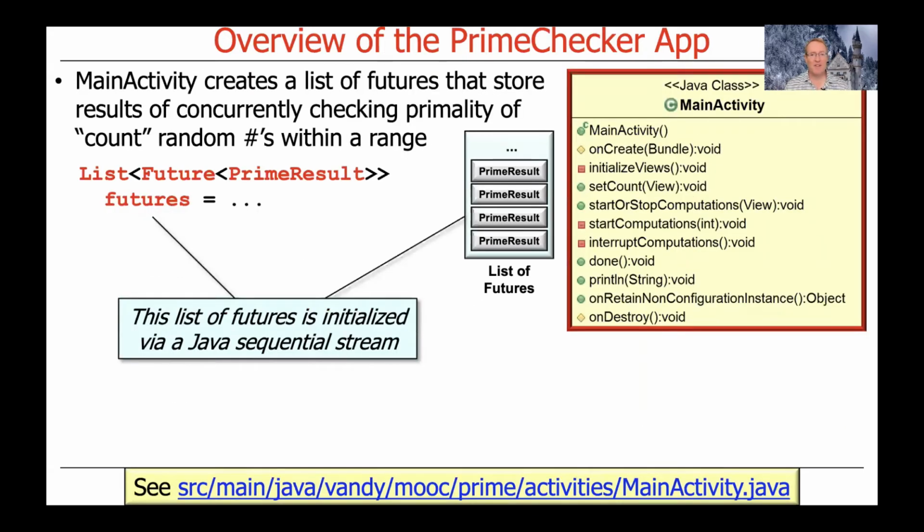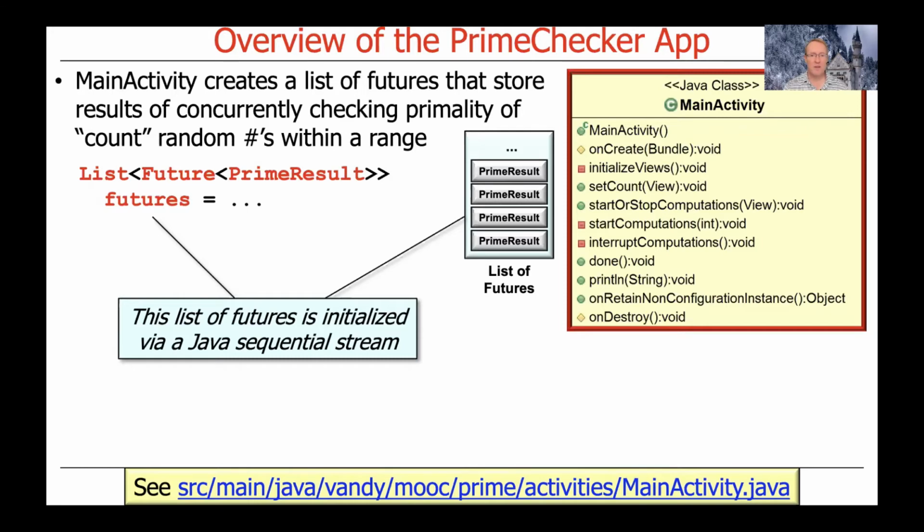Now, the other thing we have here that is different from the previous example is we're going to have a list of futures to prime results. And this is actually going to be stored in the main activity. So we're going to have a list of futures that store the results of concurrently checking primality of count random numbers that are going to be spawned within a certain range. And we'll see how that works in a second.